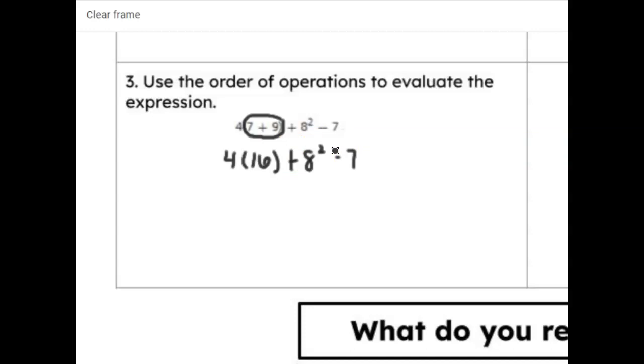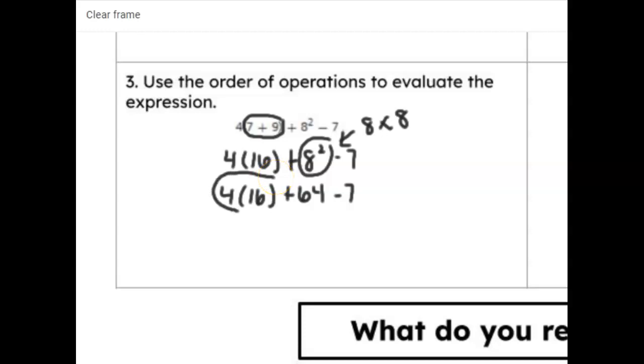Parentheses are gone. Our next step is exponents. 8 squared means 8 times 8, which is 64. So I have 4 times 16 plus 64 minus 7. Exponents are gone. The next thing we look at is multiplication or division. And we do have multiplication: 4 times 16. When we take 4 times 16, you can work this out in your head, on the side of your paper, or in your calculator. I get 64. So I'm left with 64 plus 64 minus 7.